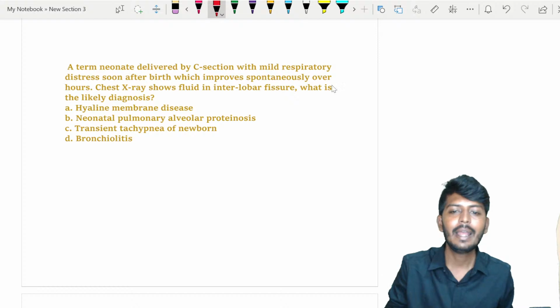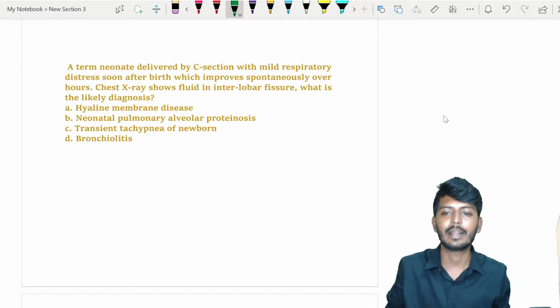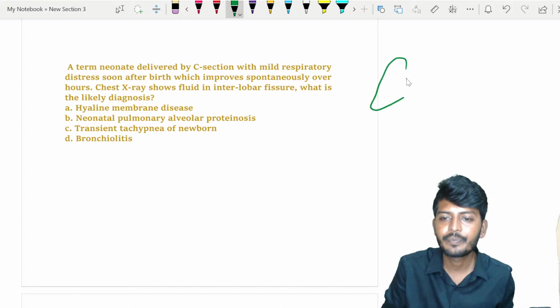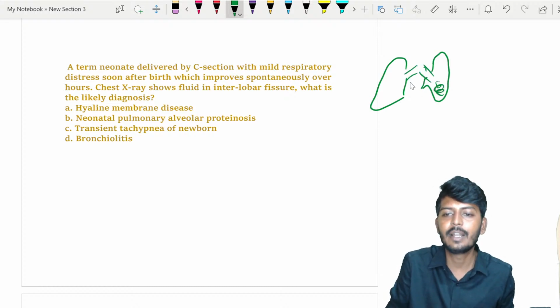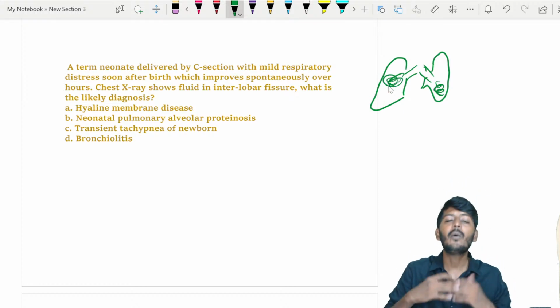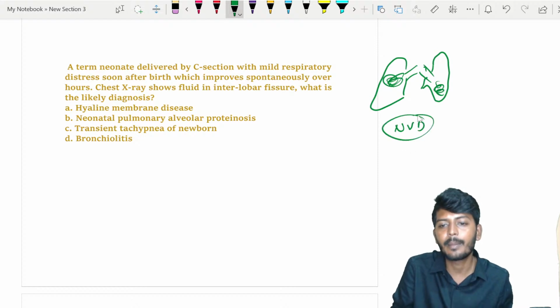Very simple. Here you need to understand, normally fluid is filled in the baby's lungs. Consider these are the lungs. Amniotic fluid will be filled in the baby's lungs. Baby's lungs are filled with what? Fluid. Now what happens during normal vaginal delivery? During normal vaginal delivery, the baby passes through the birth canal.